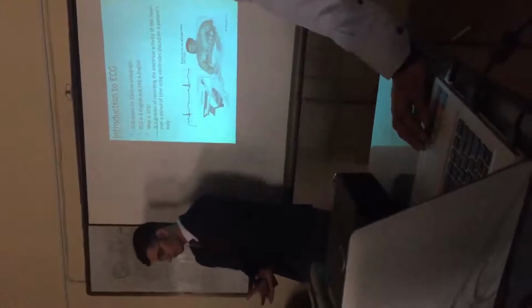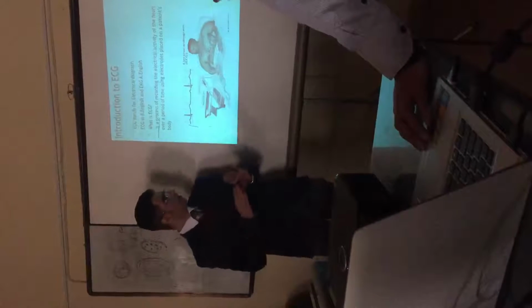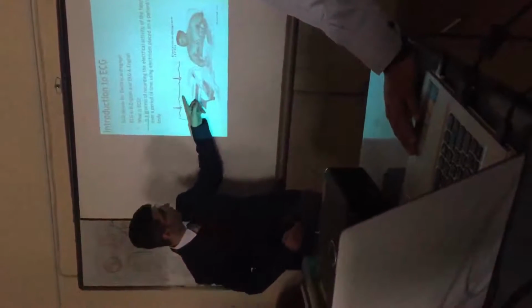Then, what's the definition of ECG? As we see in films and series, a patient lying on a bed with a monitor next to him, showing signals going up and down. That means that the patient is alive. But if there are no signals, that means the patient is dead. It's a process of recording the electrical activity of the heart over a period of time, using electrodes, as you see here on the chest, the legs, and on the patient's body.